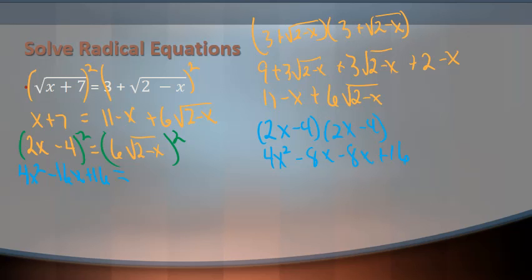And that's going to equal, so I'm going to square 6 times 6 is 36. And that's going to be times, the square roots are going to cancel, 2 minus x. Still having fun. Now I got to distribute the 36 to the 2 minus x, so I got 4x squared minus 16x plus 16 equals 36 times 2 is 72, and 36 times negative x is negative 36x.